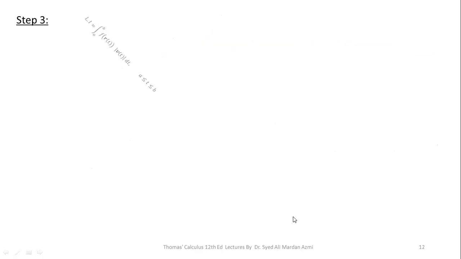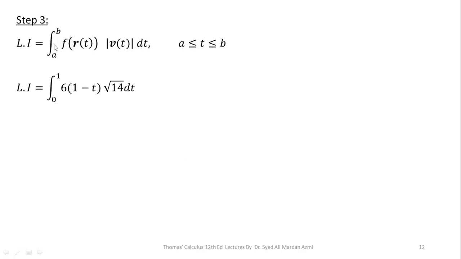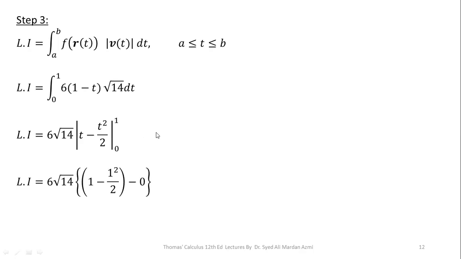Now we can evaluate the line integral. Limits are between 0 and 1 because our path is a straight line. The value of f of r of t is 6 into 1 minus t. The value of v of t mod is square root of 14. We can take 6 into square root of 14 outside, and we can perform the integration of 1 minus t as integration of 1 is t, and integration of minus t is minus t square over 2, for the limit 0 to 1. In the next step, applying the limits, upper limit minus lower limit, making the simplification, we get our answer as 3 into square root of 14.